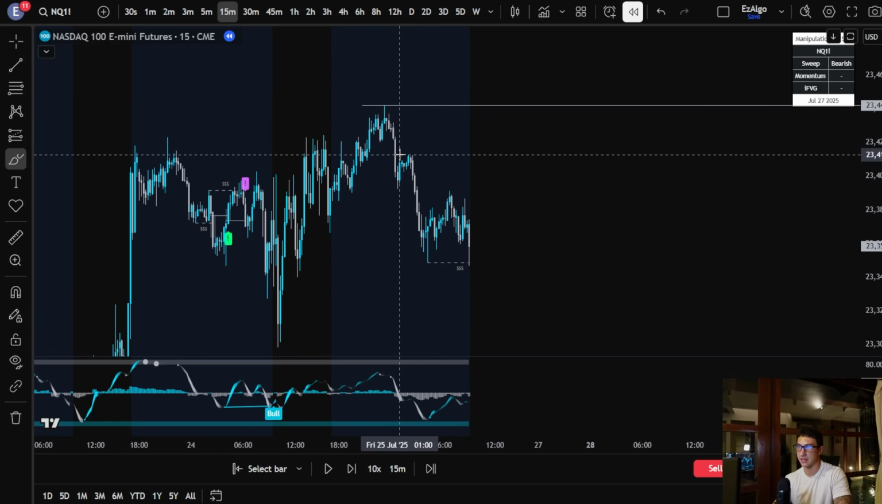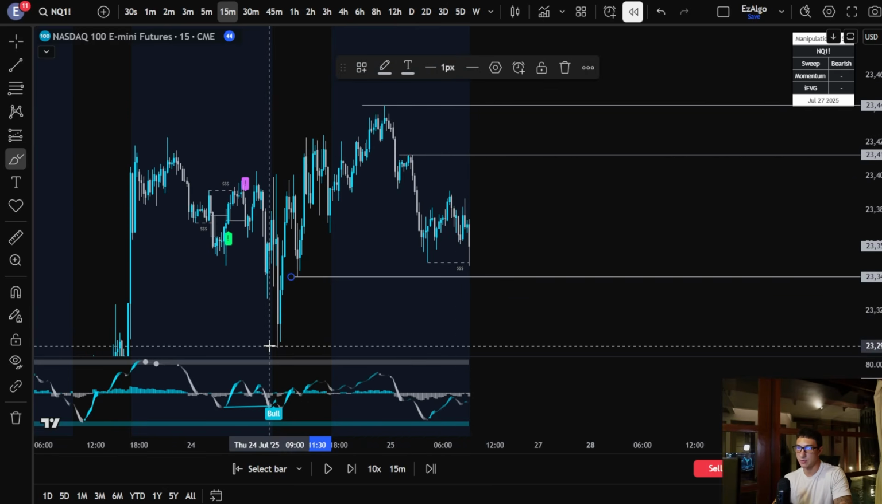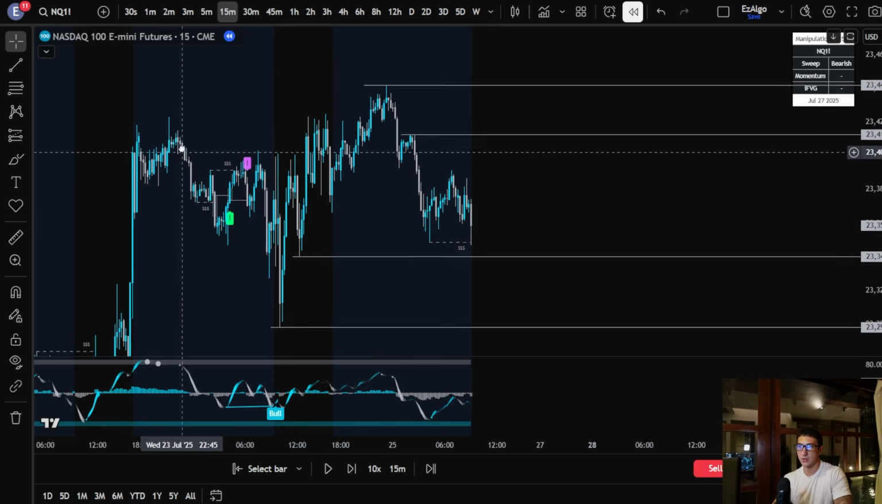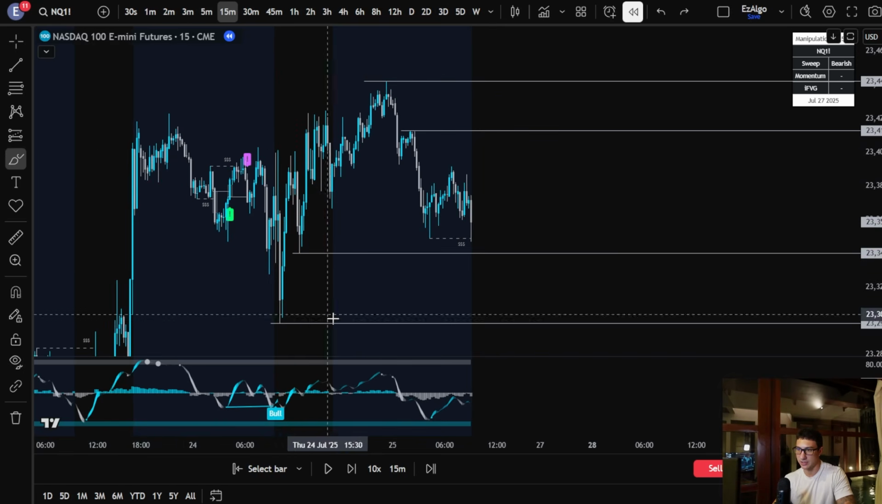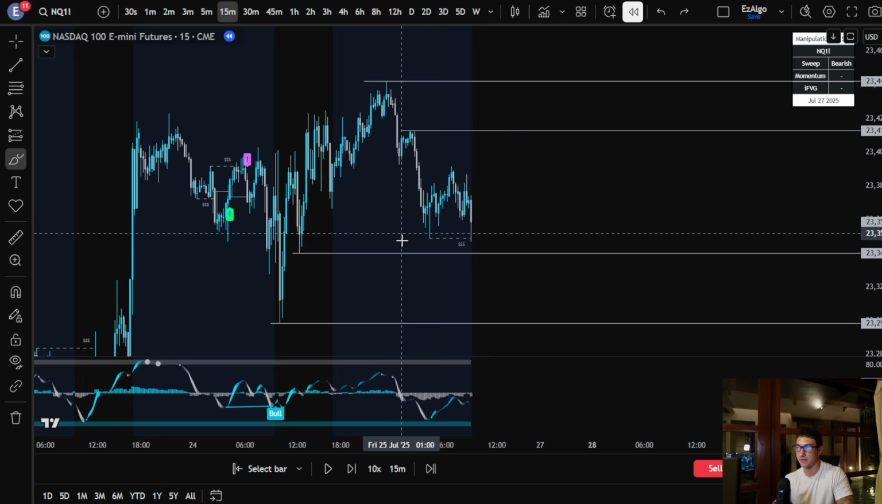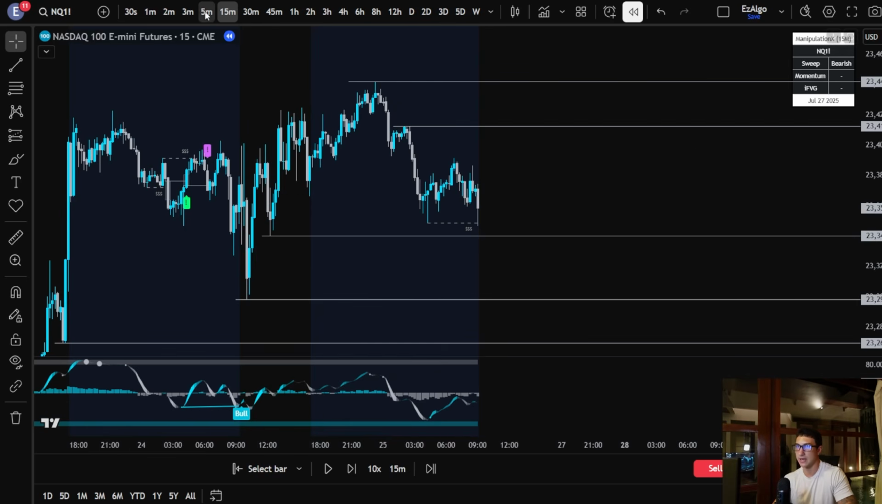I also see we have this high right here, which could be a good take profit. And I can see we have some lows down here as well. So if price comes down to these lows, I'll be looking for the manipulation model on a lower time frame. All I'm waiting for now is for New York Open, and I'm looking for the manipulation model on a lower time frame.